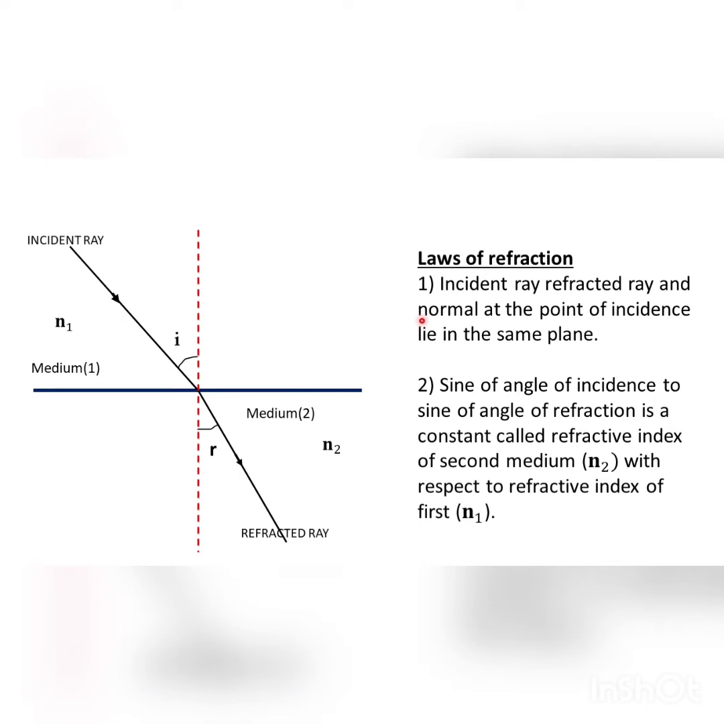So according to the law of refraction, the incident ray, refracted ray, and normal at the point of incidence, these three lie in the same plane. This is the first law of refraction. According to the second law of refraction, the sine of the angle of incidence divided by the sine of the angle of refraction is a constant, and it is called the refractive index of the second medium with respect to the first.